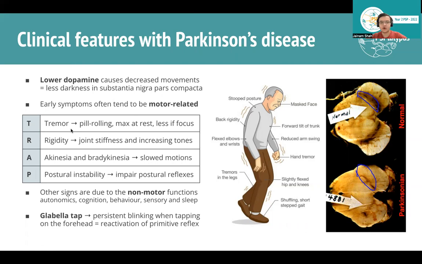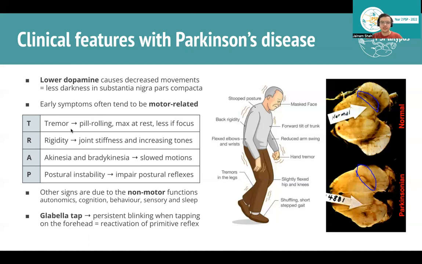A is akinesia or bradykinesia, so either no movement at all or slowed motion, more likely to be bradykinesia than akinesia. P is postural instability, because remember that these parts of the brain are also responsible for refining balance, right? So you get postural reflexes that you and I, normally we don't have to think about how we posture ourselves, especially when we're moving around. But in these patients, that reflex is not refined anymore. So it leads to a lot of instability, so increased risk of falls.